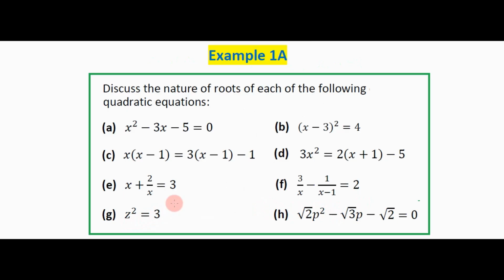Let's look at the second last equation. So here we have z squared equals 3, and we must find the nature of the roots of this equation. Now note that we don't have an x in this equation, we have a z instead. That doesn't make any difference though, it just means that z is the independent variable in the equation. Then secondly, we want to bring the 3 to the left-hand side. And this equation will then be in standard quadratic form.